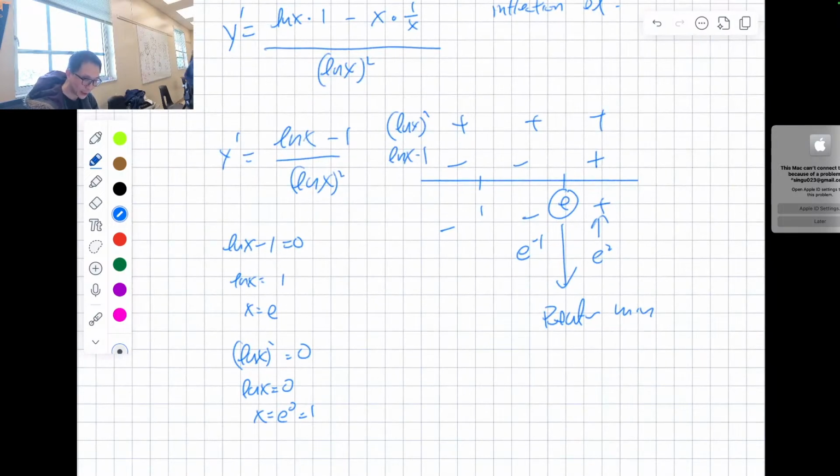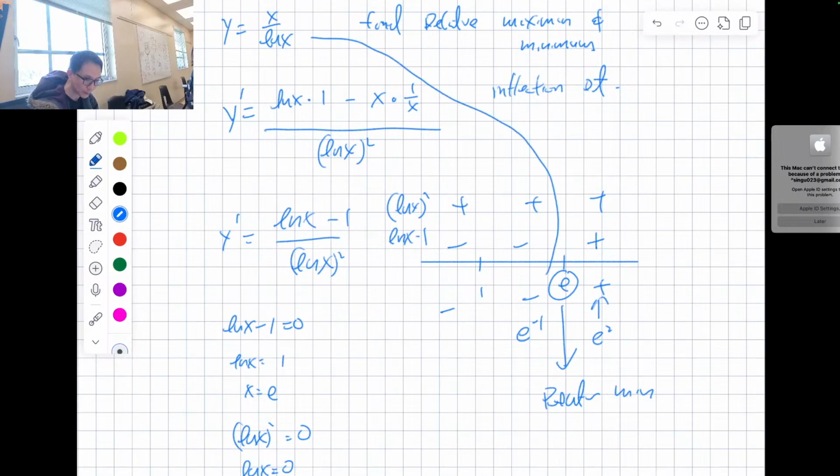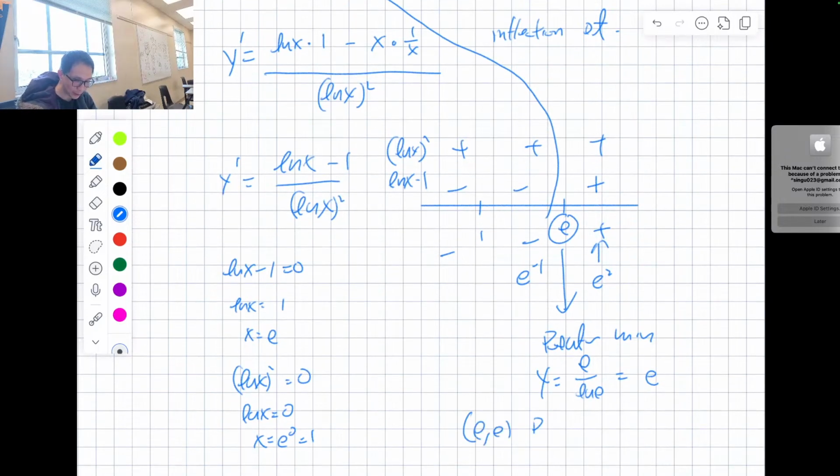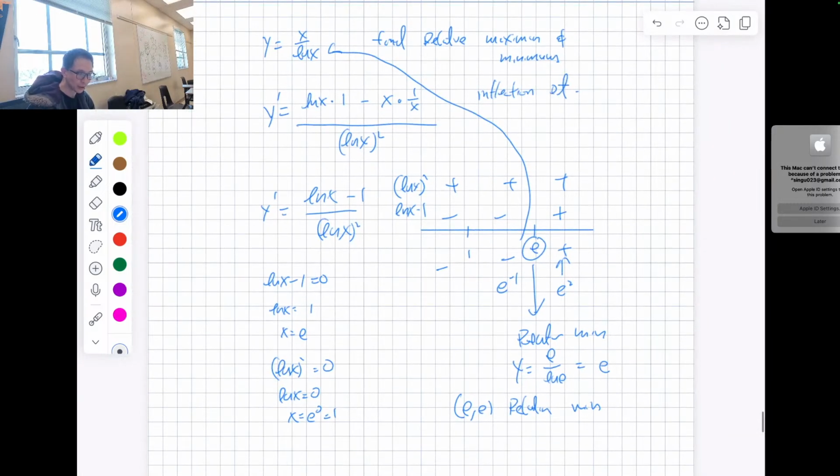And you can plug in the e into the original equation to find the y value. So that is going to be y equal to e over ln e, which is e. So e comma e is a relative minimum. You also had to do the same thing about inflection points, but the same process, so we'll let you do that. But this is to show you that you can possibly find relative min, relative max, inflection points. You're just doing the same thing as before, except the number line test you are using is e, 1, e squared, or e to the -1.